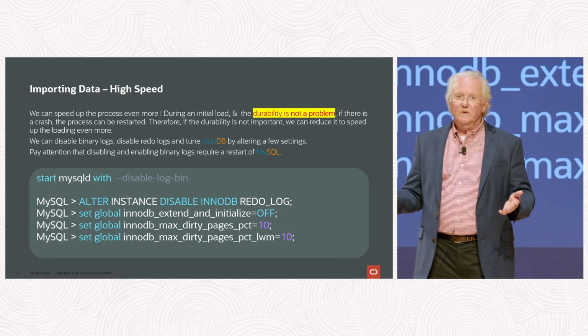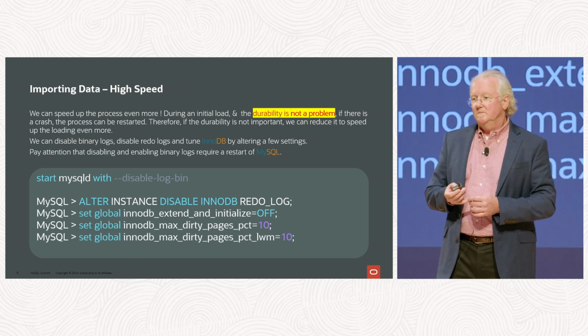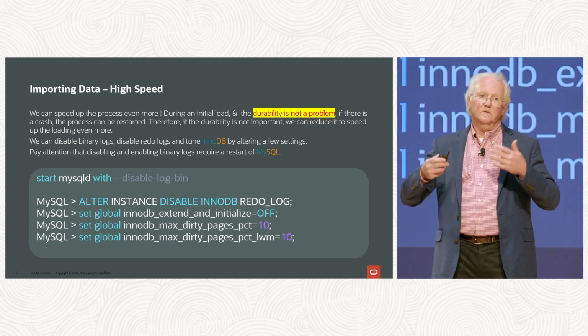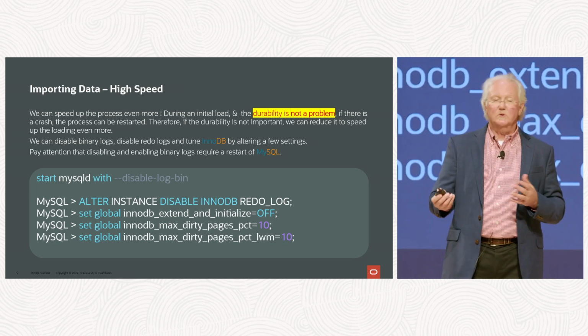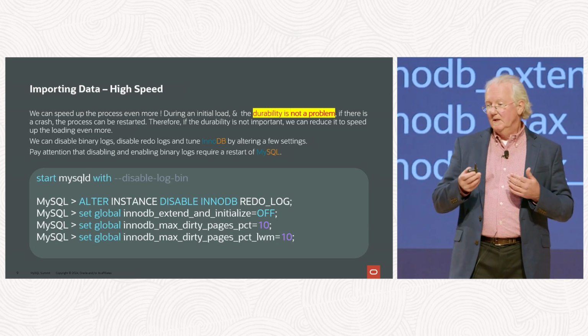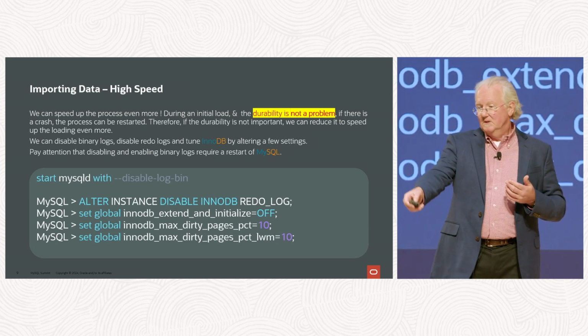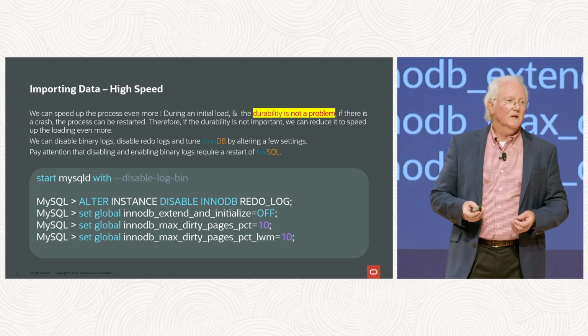So another thing is that if you don't need durability, then you can turn off the redo log and you can load things much faster. So you can alter the instance, disable innodb redo log, and then change these various global settings. And when you go to push the data in, it'll go very quickly.